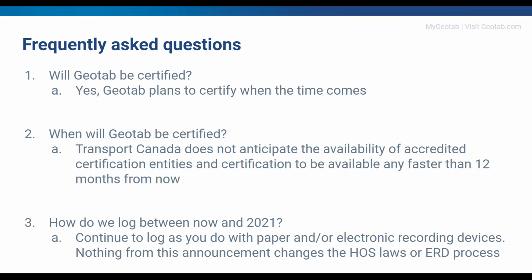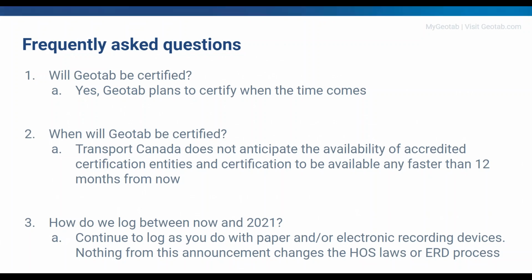We've put in a lot of the groundwork anticipating this ELD mandate, so we don't have a lot of work to do to be certified. But when will we be certified? We don't know. Inside of the background of this particular amendment is a little piece where Transport Canada does not anticipate the availability of accredited certification entities and the certification to be available any faster than 12 months from now. So we basically have to wait until there are accreditation bodies available for us to approach. And there's not really any information beyond that.